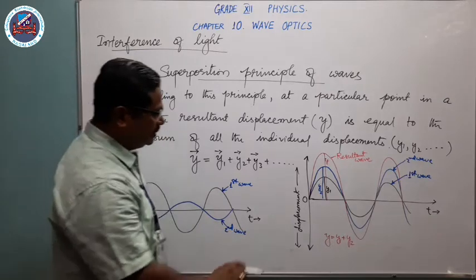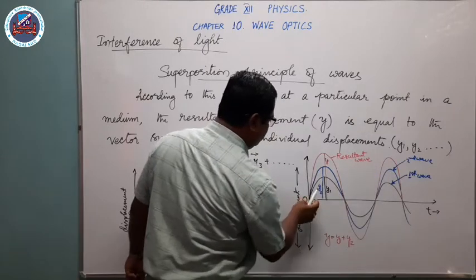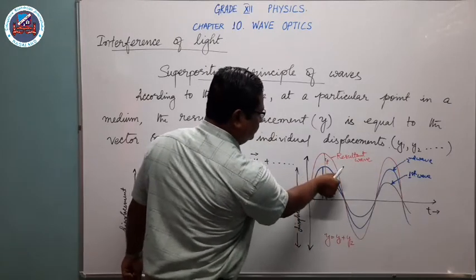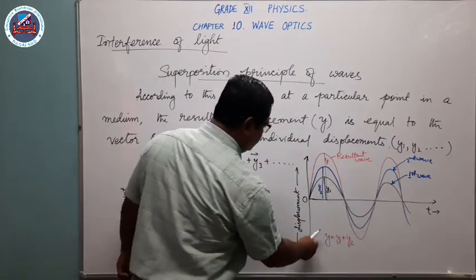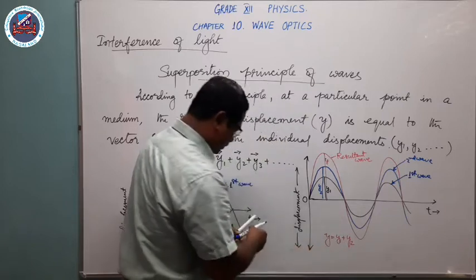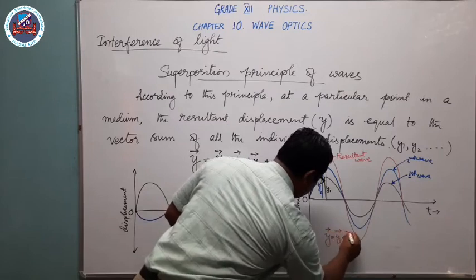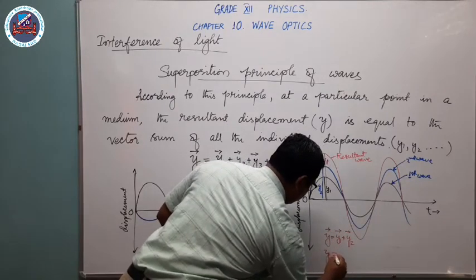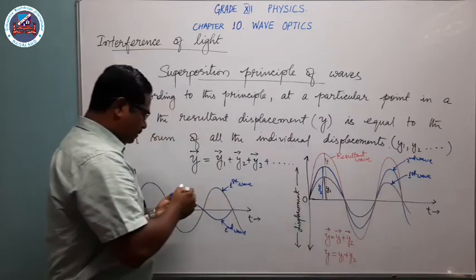In this case, you can see that the first wave and the second wave, they are in the same phase. Both of them are in the same phase. So here, when you do the vector sum, here it will be plus. First, if you do the vector sum, it will look like this. Ultimately, when you remove the vector, it will still remain y1 plus y2.